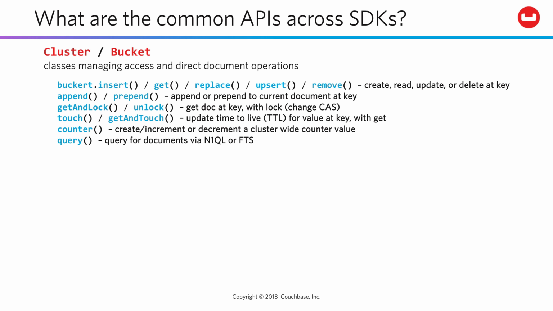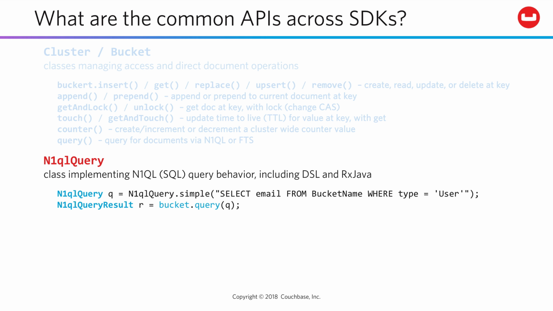Developers will work with cluster and bucket objects to insert, get, replace, upsert, and remove documents. You can also append or prepend to documents, which is a conceptual entry point to our whole API for subdocument manipulation. We support optimistic locking via CAS, or check and set values. We also support automatic document expiration, which can be managed by extending the TTL, or time to live, for any given document. We support cluster-wide counters, and queries, whether N1QL or full-text search, are passed how you might expect.